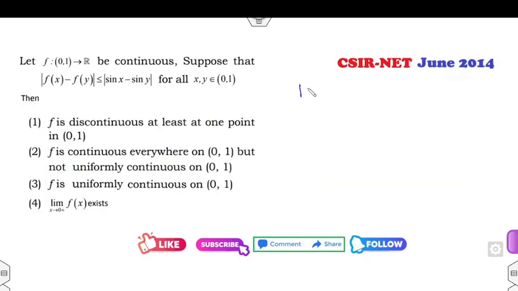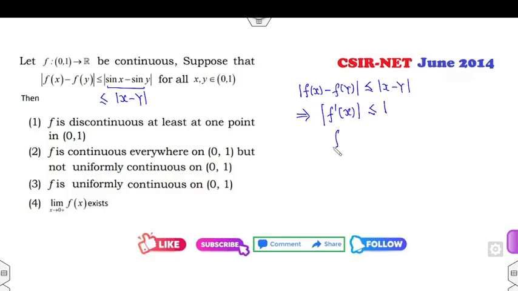Now you can see again f(x) minus f(y). Again, you can see the modulus of sin x minus sin y can be written as less than or equal to modulus of x minus y. Then I can divide both sides by x minus y and take the limit as x approaches y. That means f is uniformly continuous because it is Lipschitz continuous. f is uniformly continuous.